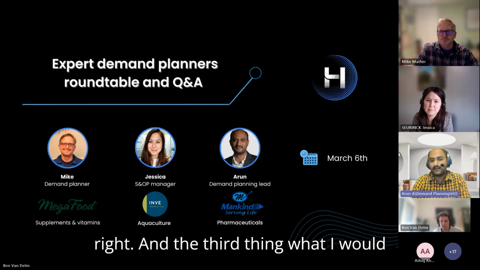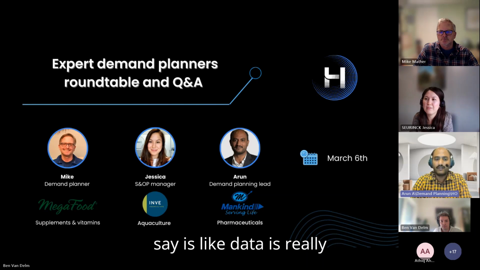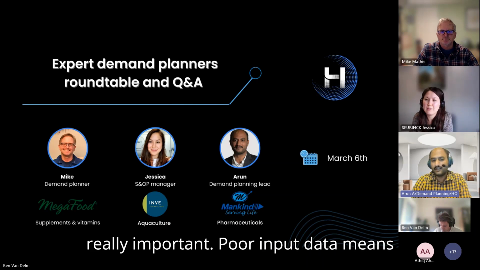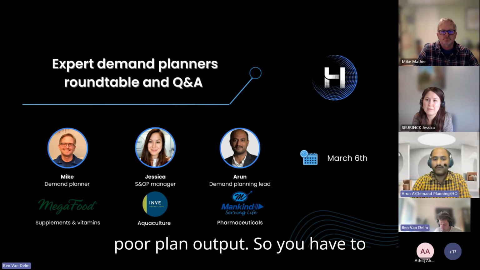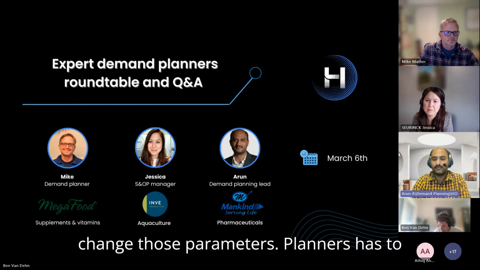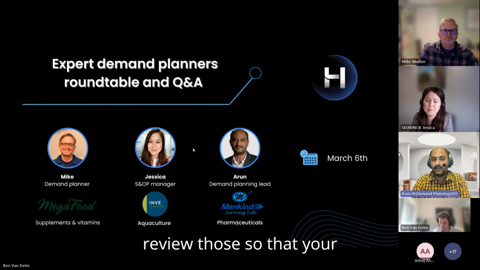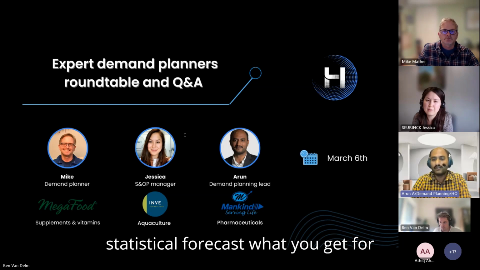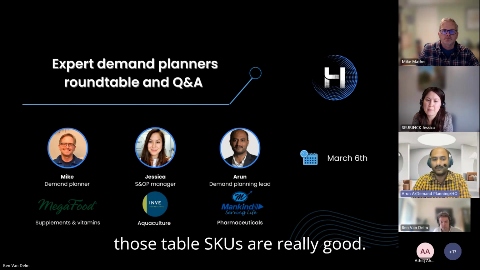And the third thing, what I would say, is that data is really, really important. Poor input data means poor plan output. So you have to regularly use your outlier cleansing and change those parameters. Planners have to review those so that the statistical forecast you get for those stable SKUs is really good.